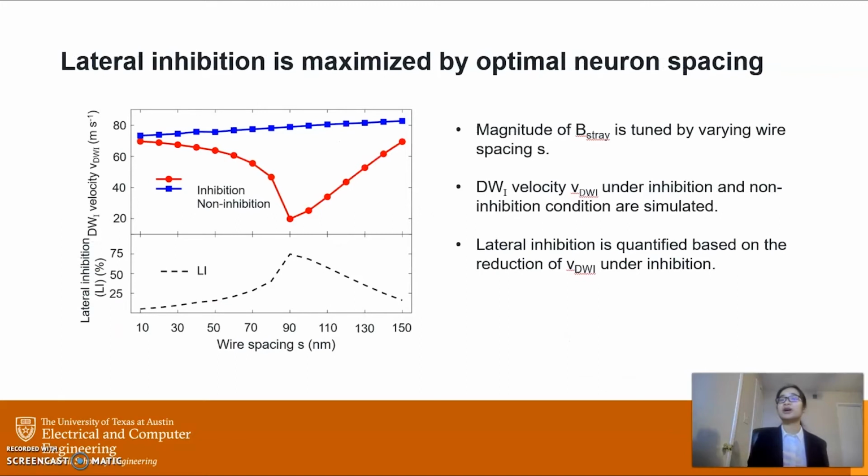Now we move on to simulate a pair of side-by-side neurons to determine the optimal neuron spacing to achieve maximum lateral inhibition. Likewise, we vary the neuron spacing and simulate the domain wall velocity under both inhibition and non-inhibition conditions. Lateral inhibition can then be calculated based on the reduction of domain wall velocity under the inhibition condition. In the end, we are able to achieve a 75% domain wall velocity reduction, or lateral inhibition, at a 90 nanometer wire spacing.